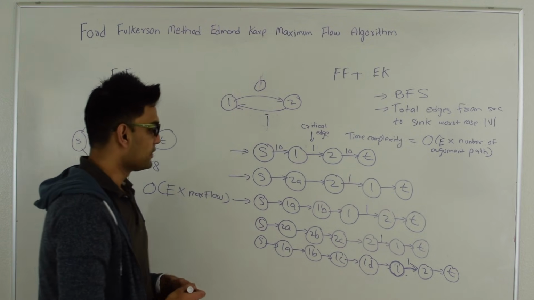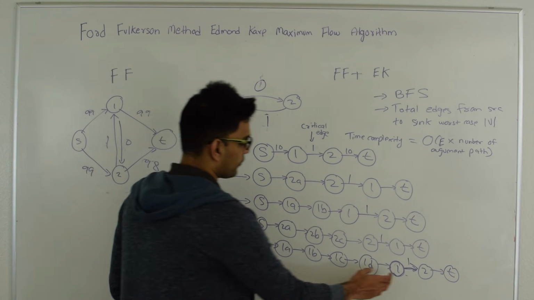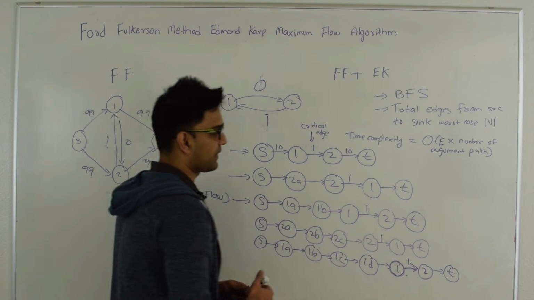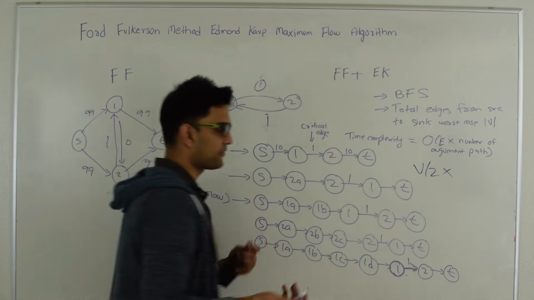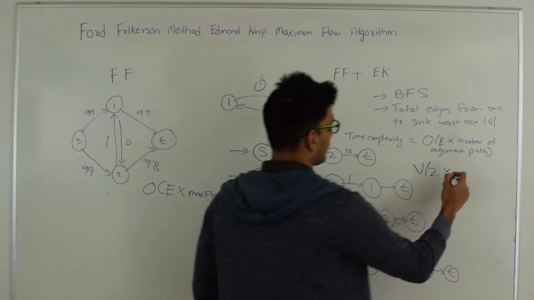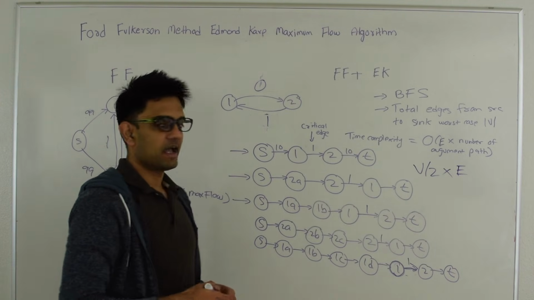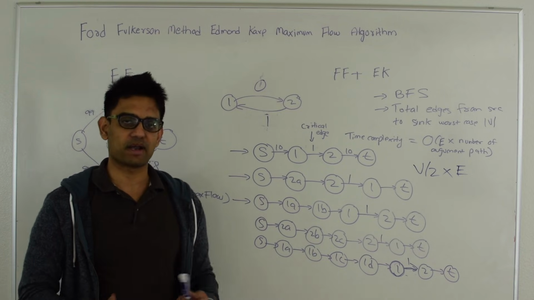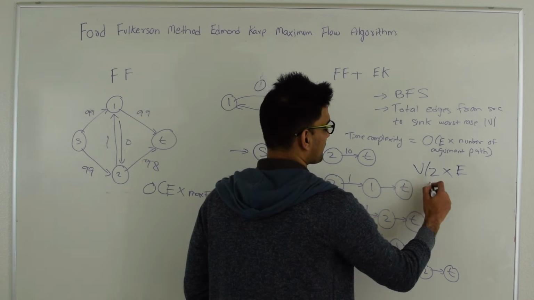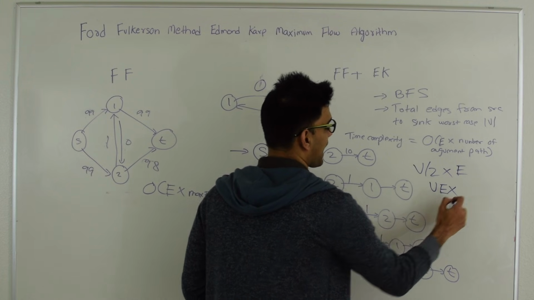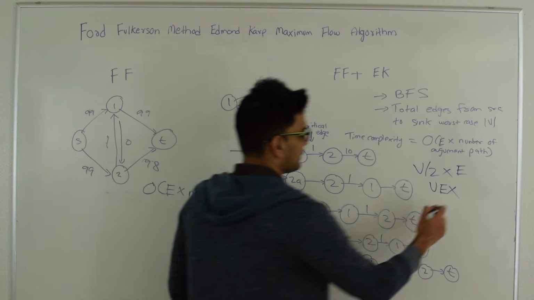So now we know that in the worst case, the path will have V edges. So basically, an edge can become critical only V by 2 times. And if every edge becomes critical V by 2 times, the total number of critical edges we can have is V by 2 into E. And every augmented path has at least one critical edge, which means that in the worst case, we can have V into E augmented paths. And for every augmented path, it takes O of E time to do the BFS. So there is another E.